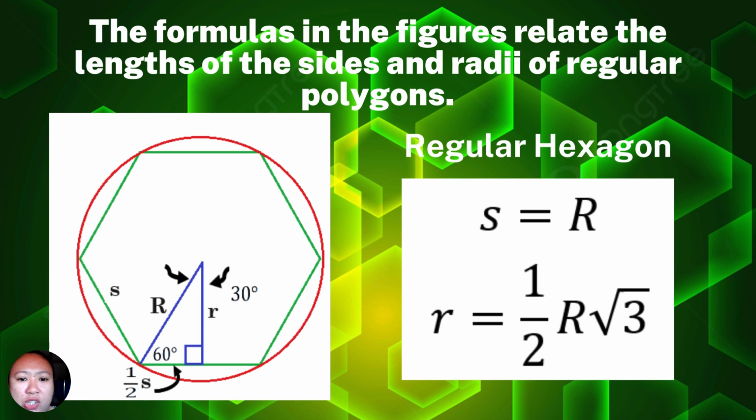In our first illustration, this is a regular hexagon. As you can see there, to find the length of the sides S, this is equivalent to R, capital R in the illustration. Capital R is the radius of our regular hexagon, so they are equivalent. Now, for us to find the apothem, or small letter r, the formula to be used is 1/2 R square root of 3.